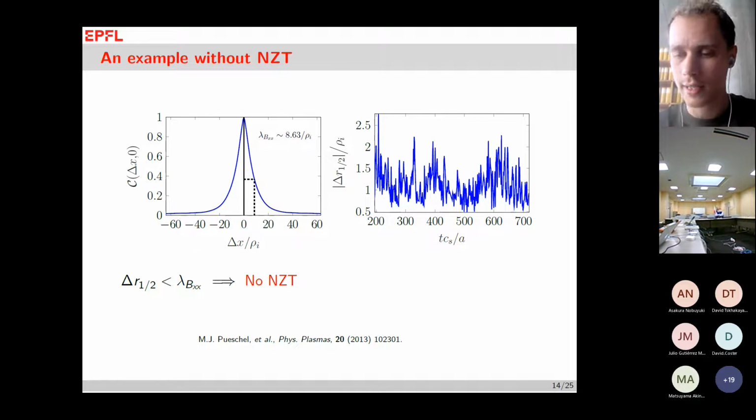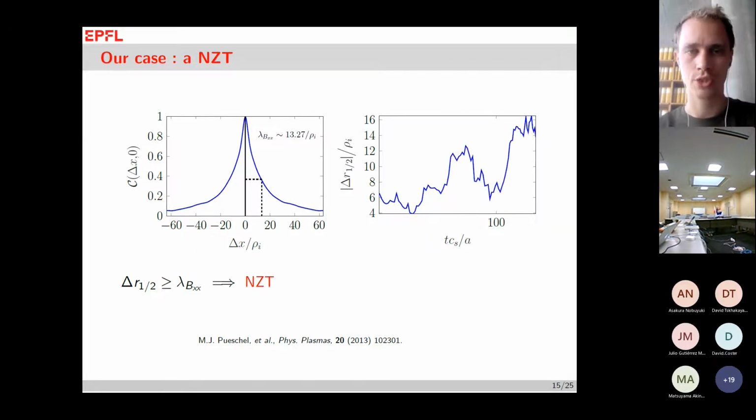Instead, in our case, for the runaway I was showing you before, we have this. You can see the correlation length has slightly increased, but there is an even larger increase in the radial displacement of magnetic field lines, which means that the field line is going to decorrelate, causing breaking of the flux surface, which leads to an NZT.